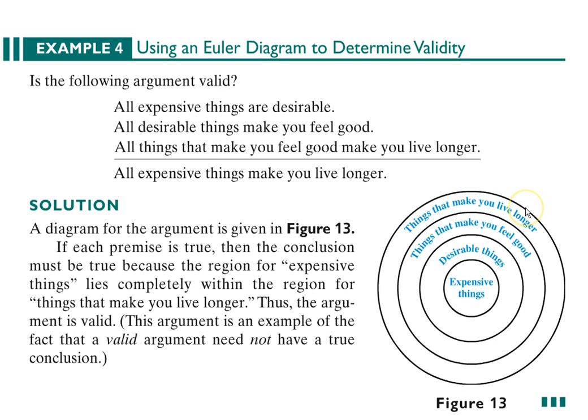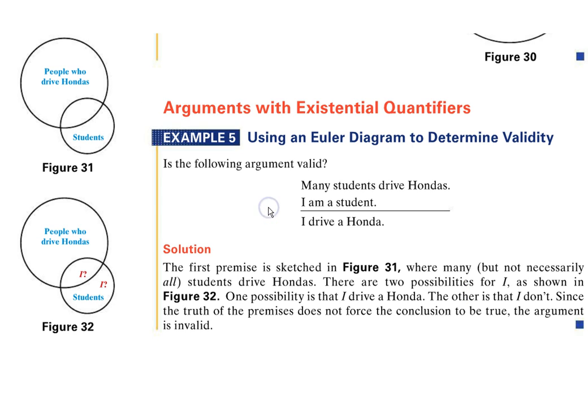Things that make you live longer. Things that make you feel good. Desirable things. Now, there are conflicts in here. I'm not going to go into those, but there are some. And some of those things can be very expensive, but not necessarily make you live longer. So that's why they're saying this argument is an example of a fact that a valid argument need not have a true conclusion. All right. Again, this is all written up in your booklet.